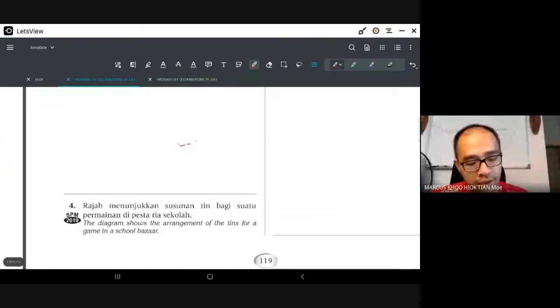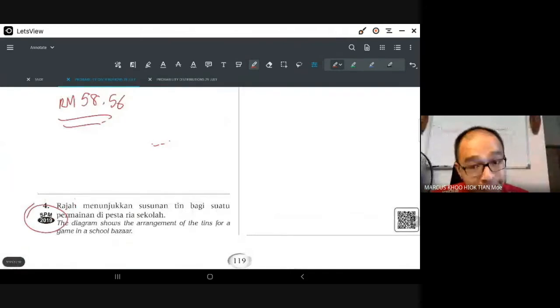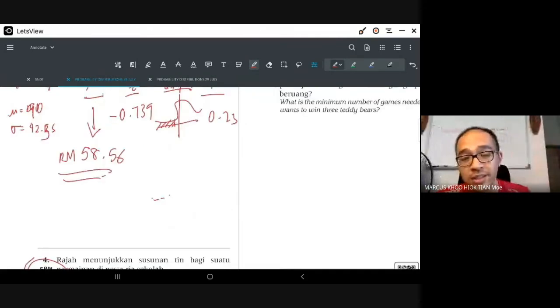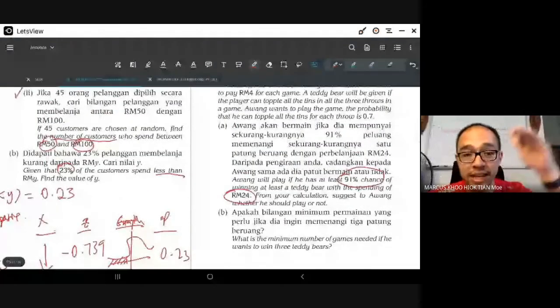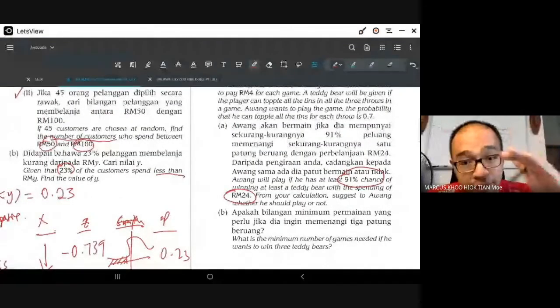First thing I want you to notice is that this is an SPM type question. Something similar to this actually came up before, in 2019. This is such a good question, but there are many levels to this.